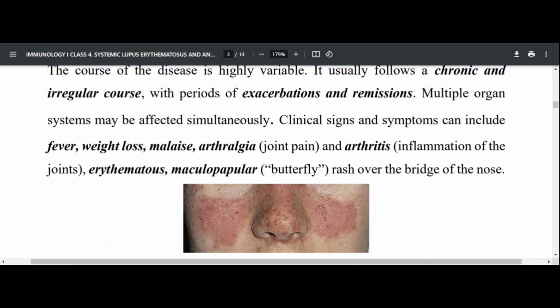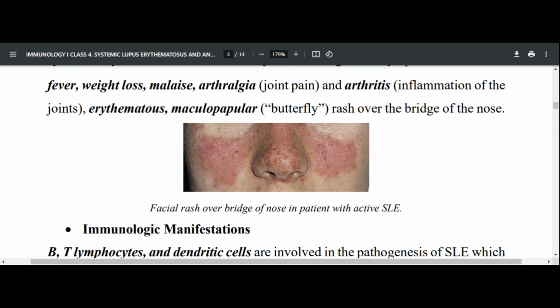Sometimes, for example, this person is white, right? You can see the butterfly rash over the bridge of the nose.